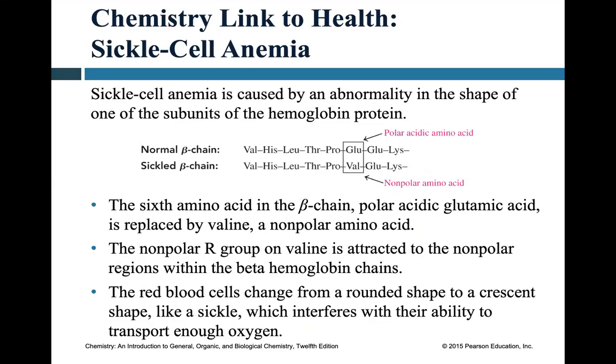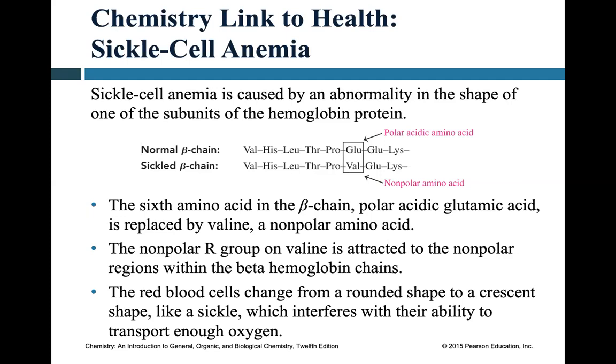So as an example of why things might go wrong when proteins don't have the correct primary structure: if you mess up the primary structure, you can mess up the secondary structure. If you mess up the secondary structure, you mess up the tertiary structure. If you mess up the tertiary structure, you can sometimes mess up the quaternary structure. And so this is how mutations can actually affect the body profoundly.